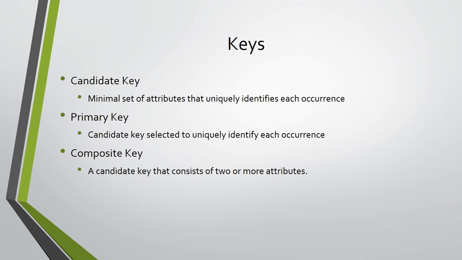The notion of keys in the entity relationship model is similar to the one in the relational model. A candidate key is a minimal set of attributes that uniquely identifies each occurrence of an entity type. The primary key is the candidate key selected to uniquely identify each occurrence of an entity type. A composite key is a candidate key that consists of two or more attributes. Primary keys are underlined in the entity relationship diagrams.